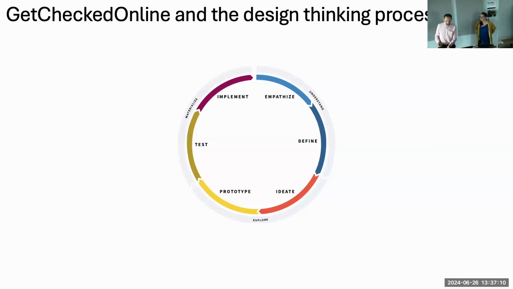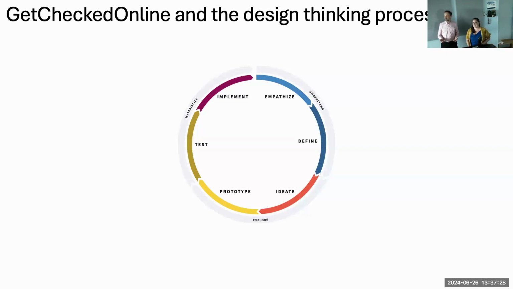So we're going to talk about Get Checked Online, sort of how it came to be. And as we were talking, we were like, does everyone know what Get Checked Online is? I know there are people in the room who are probably very familiar with it, so we hastily put in a slide, but it's not here. It's in our other presentation. But maybe you want to just give a 10-second overview?